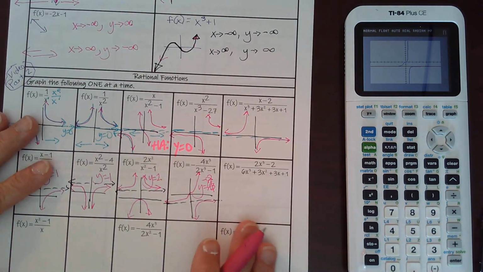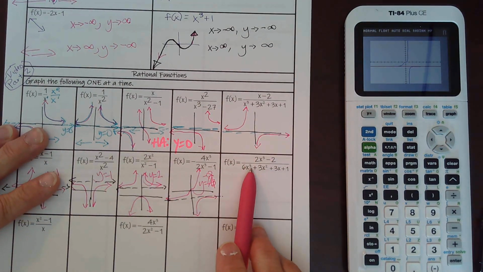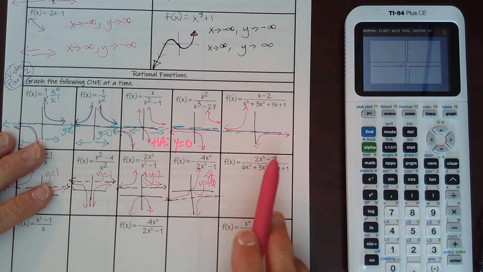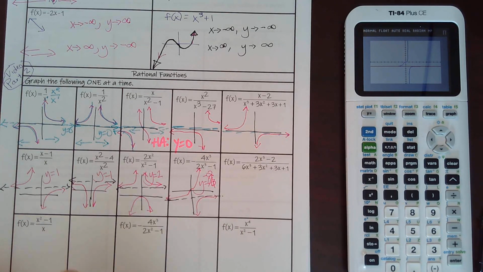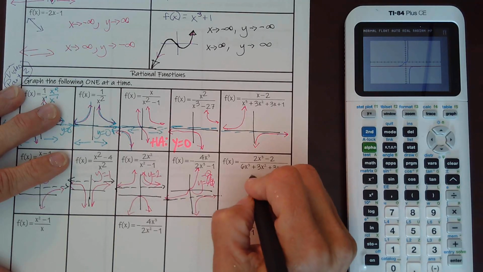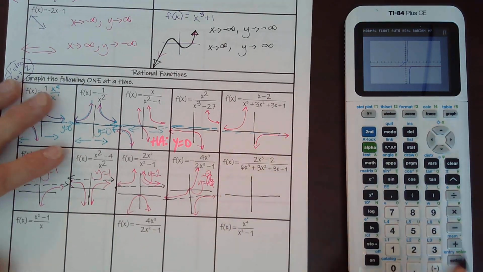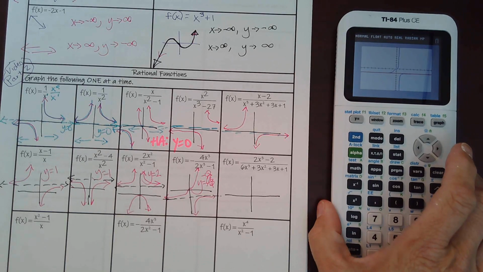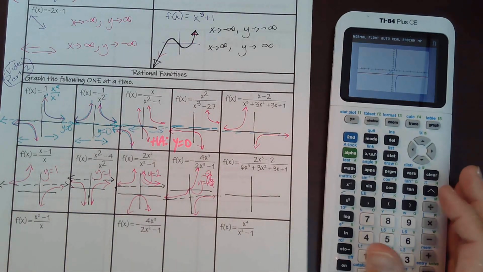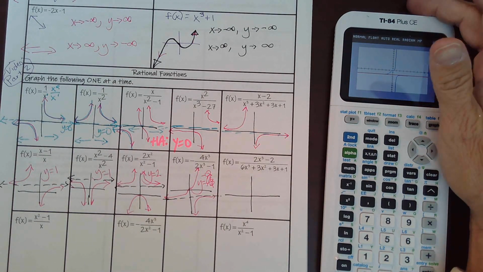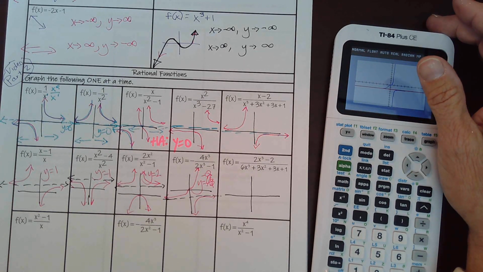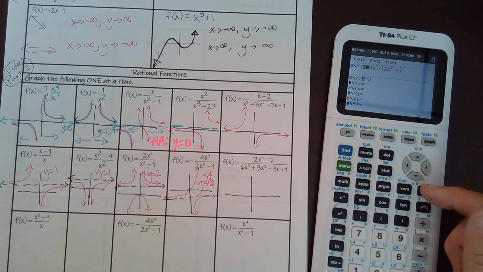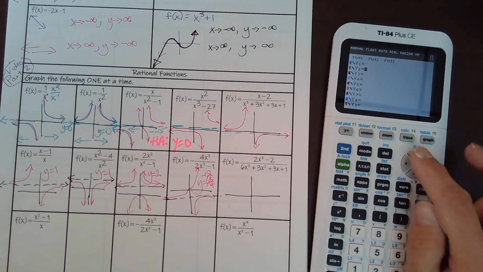Okay, then next we have a function, 2x cubed minus 2, all divided by 6x cubed plus 3x squared plus 3x plus 1. And this graph will be kind of a pain to type in. However, as we type this in, I'm wondering if you could determine what the equation of the vertical asymptote, if any, would be. So I'm going to go into y equals. I'm going to clear out everything that I've got in there.